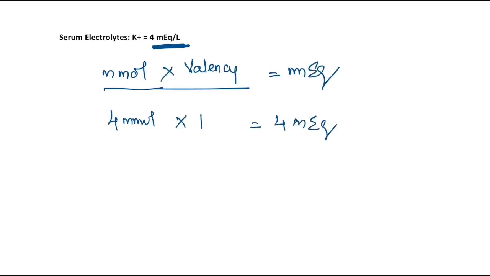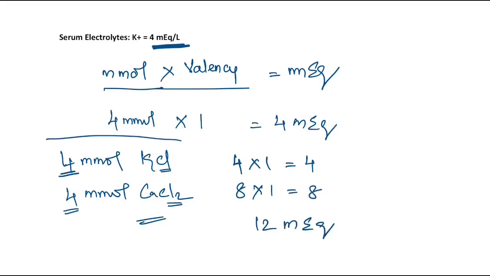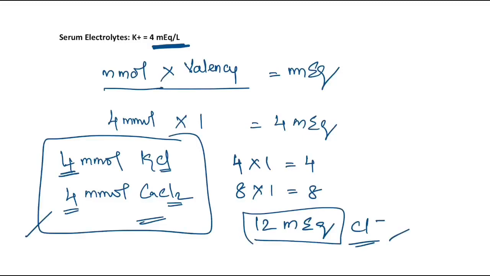Let's take a solution which has 4 millimoles of potassium chloride and 4 millimoles of calcium chloride. We have to find out how many milliequivalents of chloride are in the given solution. For that we multiply 4 into 1, that is 4 millimoles of chloride, which has the valency of 1, that gives rise to 4 milliequivalents. In the second chemical, 4 into 2, so it has 8 millimoles of chloride into 1, that gives rise to 8. So totally we have 12 milliequivalents in this given solution. So this is how we convert millimoles to milliequivalents.